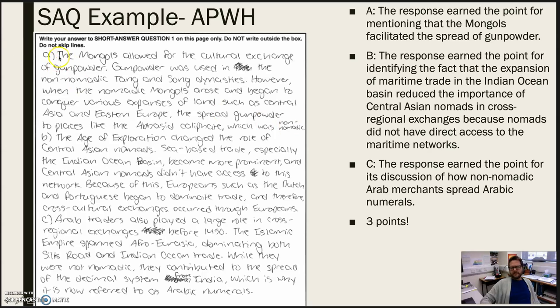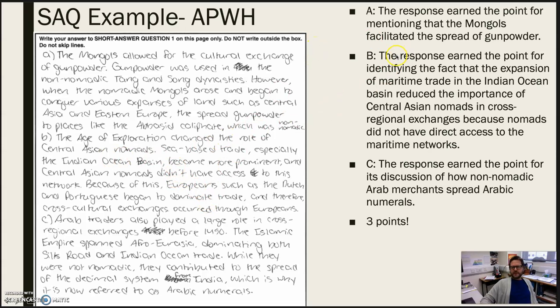All right, we have A. They answered the question. The Mongols allowed for the cultural exchange of gunpowder. B. Gunpowder was used in non-nomadic Tang and Song dynasties, very specific. However, when the nomadic Mongols arose and began, so there was your expanse or elaboration. Right here, number 3, they elaborated on it. So the response earned the point for mentioning that the Mongols facilitated the spread of gunpowder. So we have the right time frame, we got the right people group, so they got that point there.